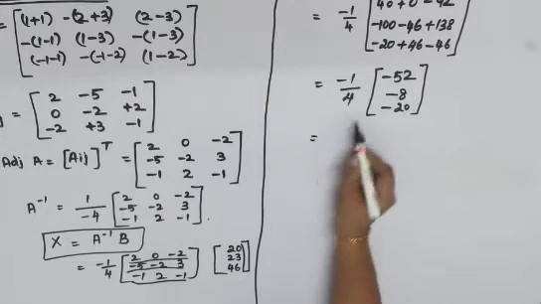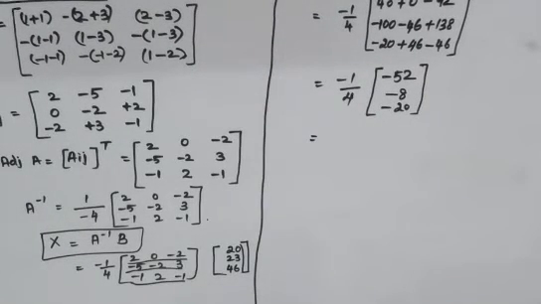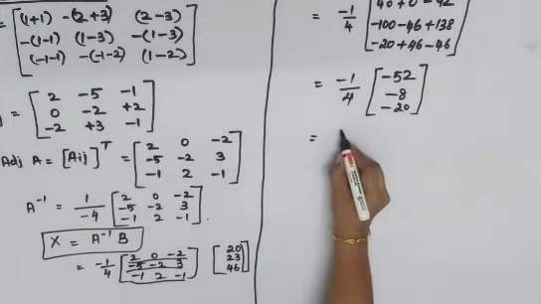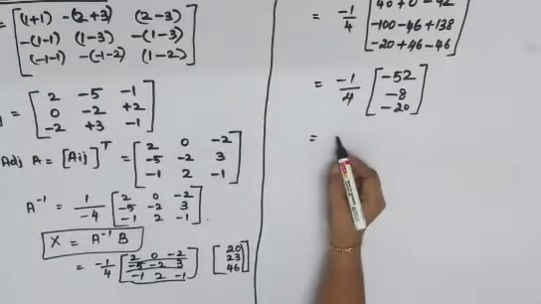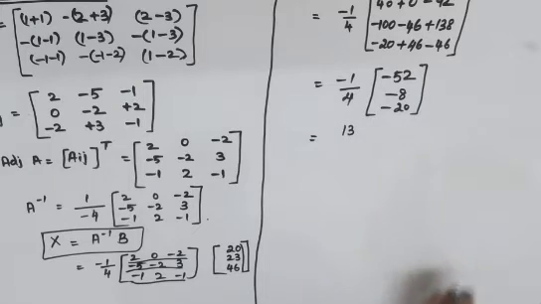Now everywhere you have got a minus, so you can cancel the minus and divide each term by 4. The first term is 52, and 52 divided by 4 is 13. The minus and minus get cancelled, so you can write it as plus 13.